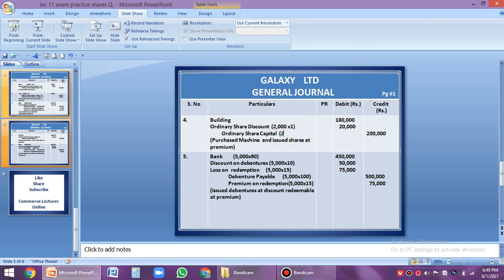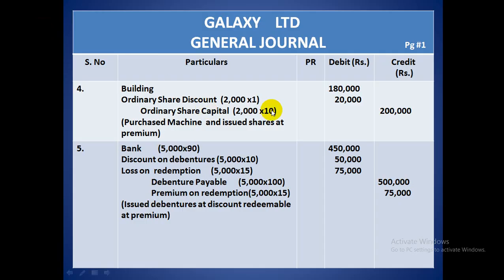And if you want to know how many shares we are issuing, we need to multiply 2,000 with 10, that is the par value. So this is how you can show your calculations that building is purchased for 1,80,000 and we had issued 2,000 shares by multiplying it with 10 for par value, and the difference of these two is to be recorded as the discount. In the last transaction, company was issuing debentures.